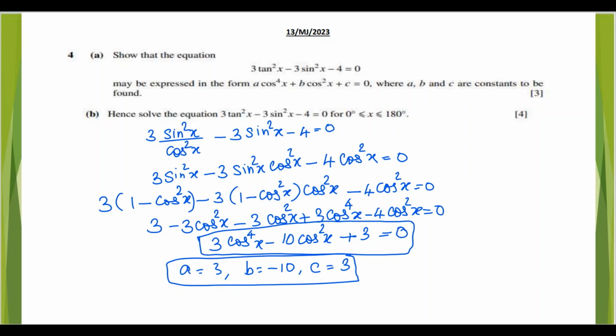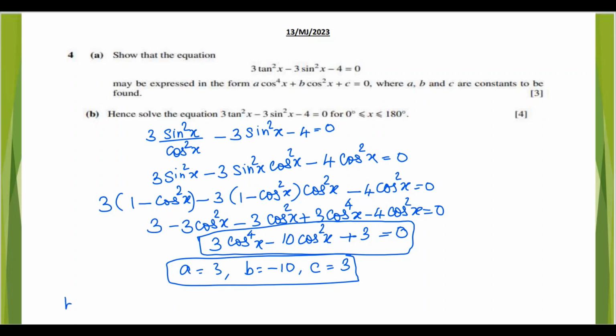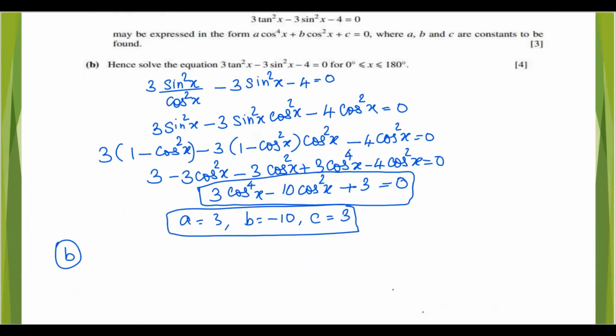The b part of the question is, hence solve the equation 3 tan square x minus 3 sin square x minus 4 equal to 0. So we have to solve this one. We know now 3 tan square x minus 3 sin square x minus 4 is nothing but 3 cos power 4x minus 10 cos square x plus 3. So 3 cos power 4x minus 10 cos square x plus 3 equal to 0. Now we have to solve this one.